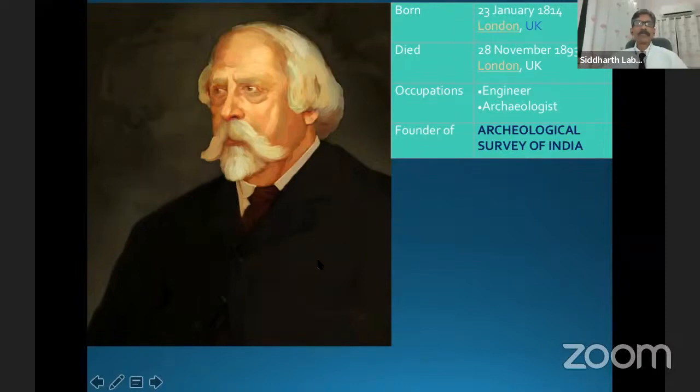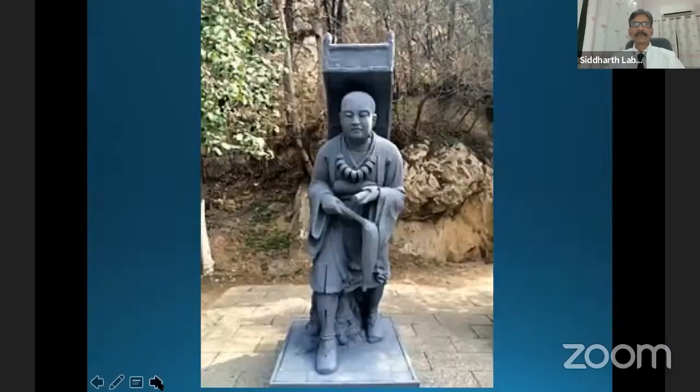Unfortunately, nobody celebrates his birth anniversary. Not even the Archaeological Survey of India, they don't publish or appreciate it. I don't know why. Maybe because they only protected and discovered all these Buddhist sites. That is a different part, but he is a great person. So this is the work.